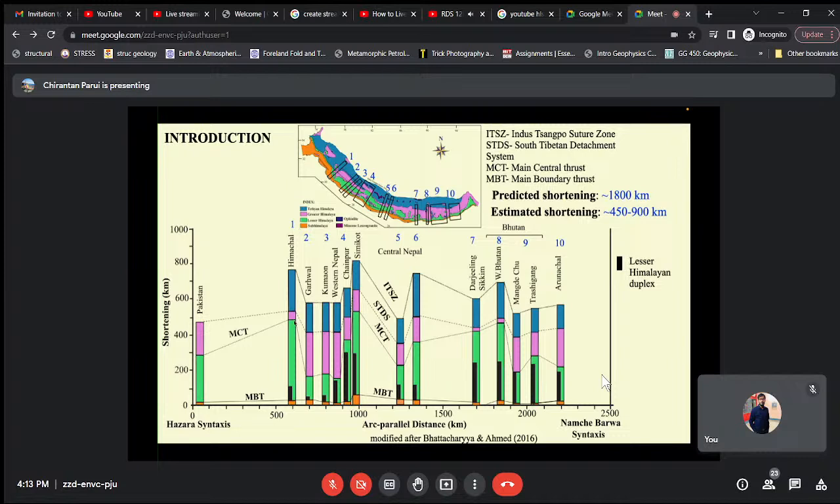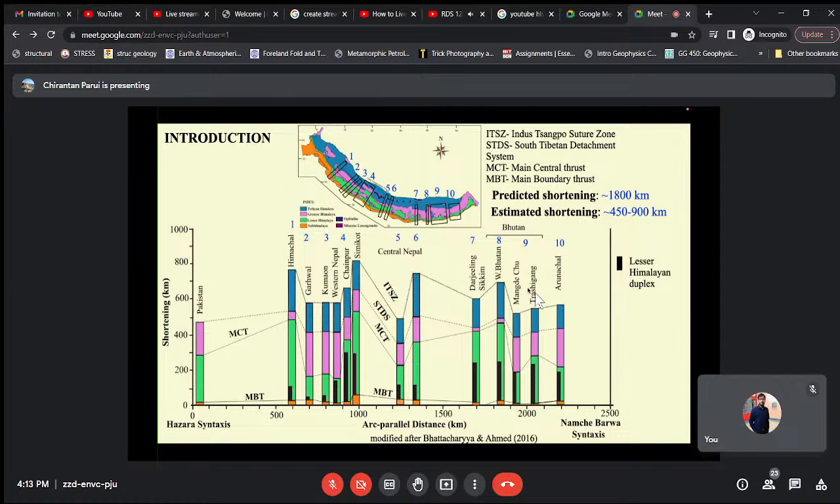There are two points I'd like to drive home here. Number one, approximately 400 to 900 kilometers of shortening has been estimated from these different transects. And the lateral variation in the structural architecture is also being reflected in the minimum shortening estimates.